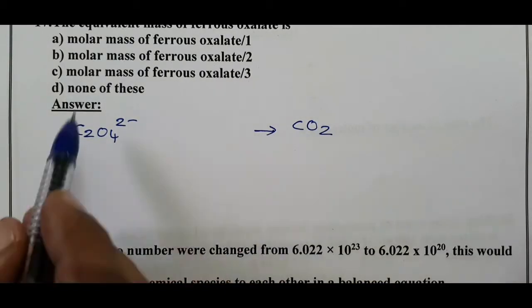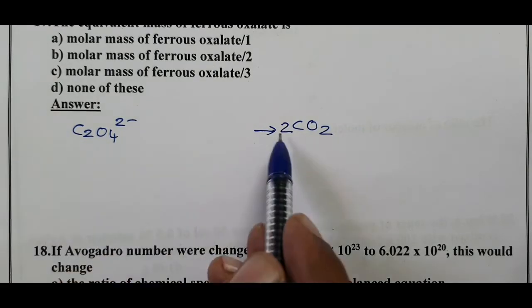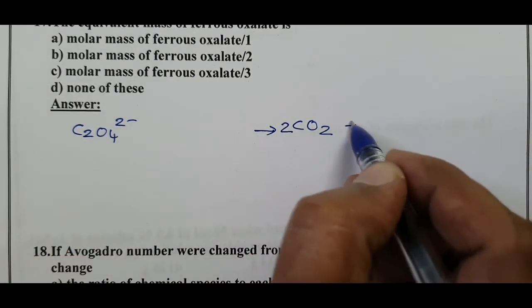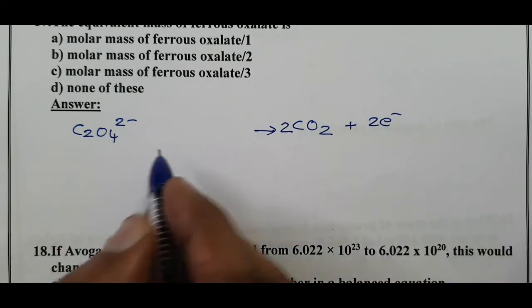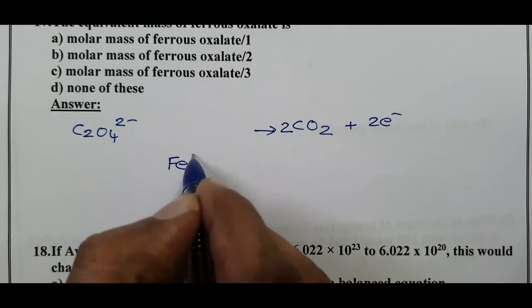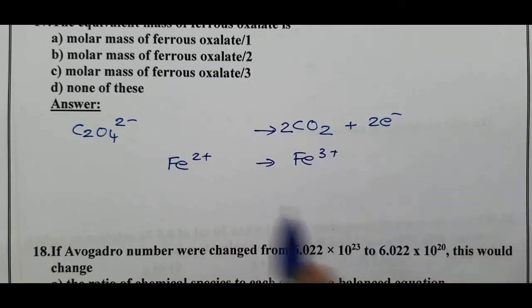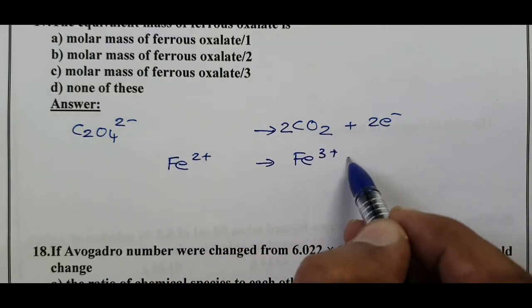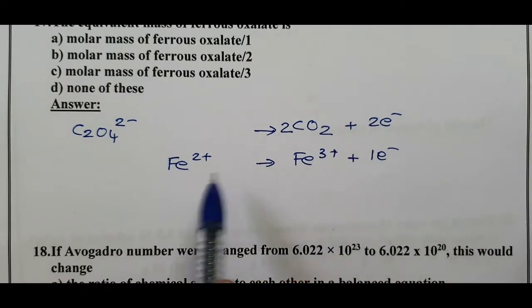We know how to balance the chemical equation by the ion exchange method. First, we have to balance the elements: 2 carbon, 2 carbon, then oxygen, 4 oxygen, 4 oxygen, no hydrogen. Here 2 minus, therefore there also 2 minus. By adding 2 electrons, the charges are balanced. And Fe2 plus ion is oxidized into Fe3 plus ion. 1 ion, no oxygen, no hydrogen, charges must be equalized. Here 2 plus, here 3 plus. By adding 1 electron to 3 plus, we will get charges equal on both sides.